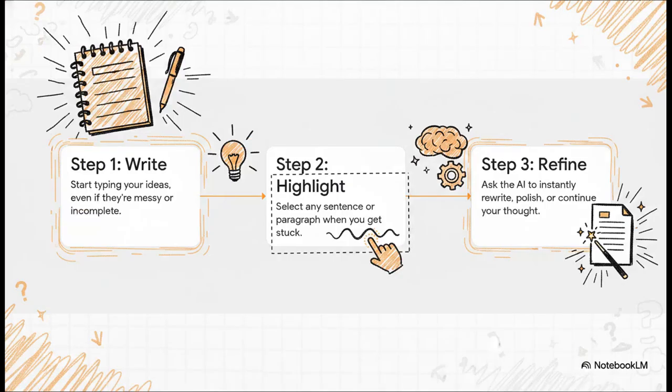First up is this feature they call vibe writing. You know when you get stuck mid-sentence, writer's block? Well, here, you just write. It can be messy, it doesn't matter. If a line doesn't feel right, you just highlight it and ask the AI to polish it, or continue the thought, or even suggest a totally different angle. It's all about starting messy and then refining it together with the AI line by line.